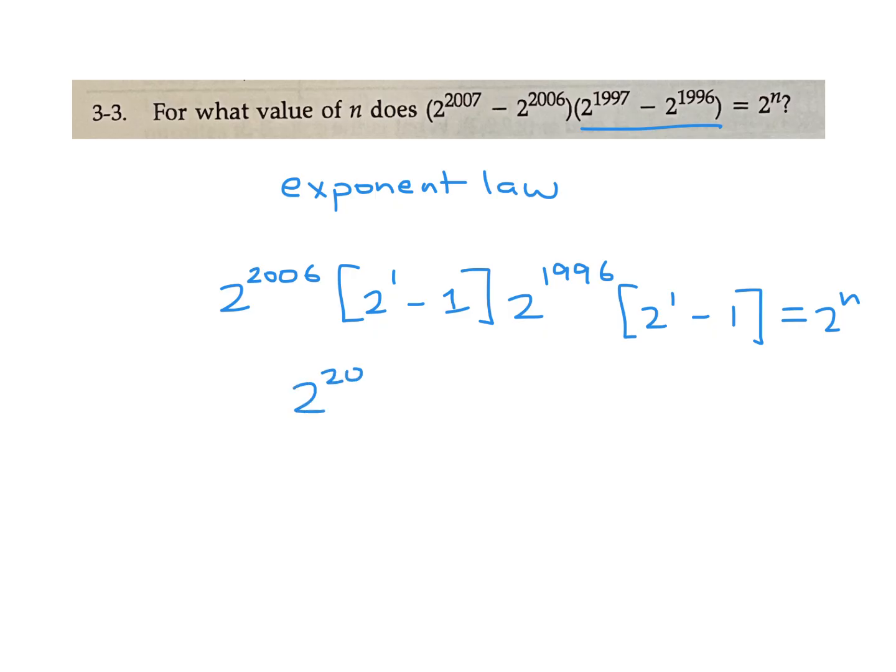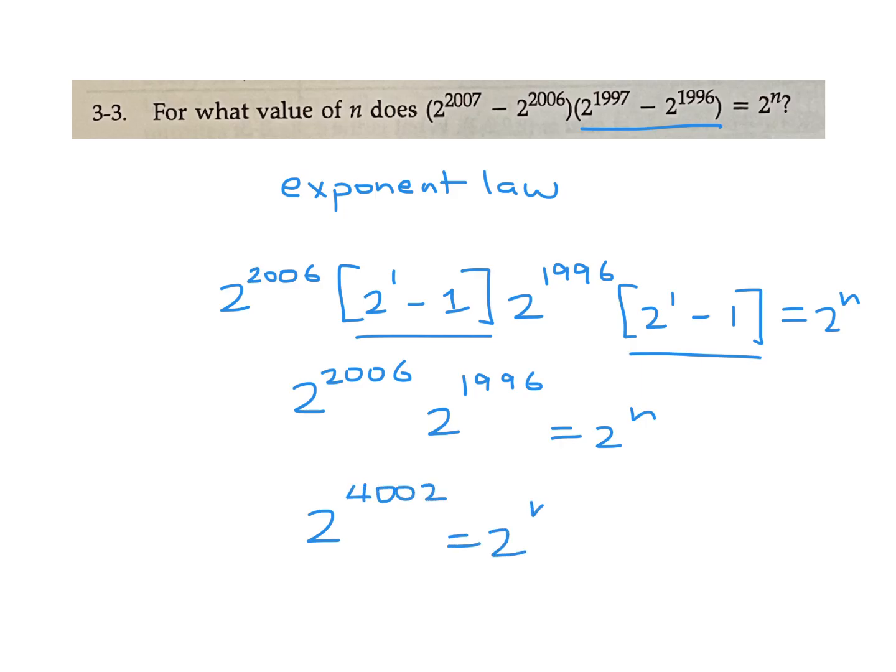2 to the power of 2006. This is just 1, so I don't even need to write it in. 2 to the power of 1996. And again, that's just 1. Okay, so exponent laws again means that you add those exponents. So it'd be 2 to the power of 2006 plus 1996. And I believe that is 4002. Is 2 to the power of n, and therefore n is equal to 4002.